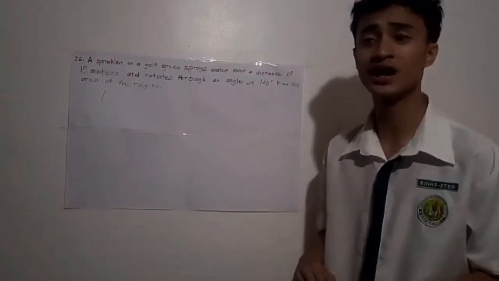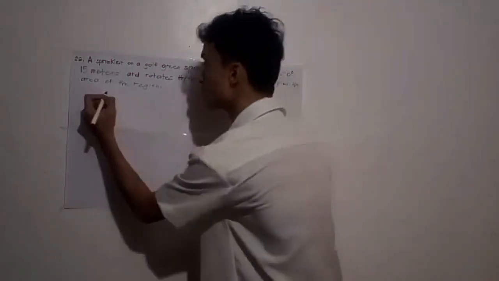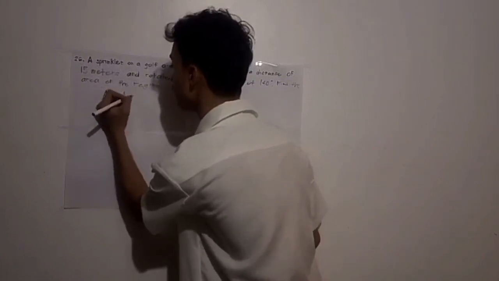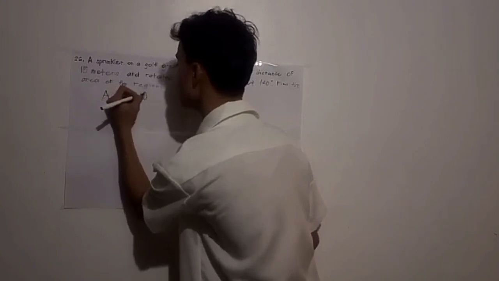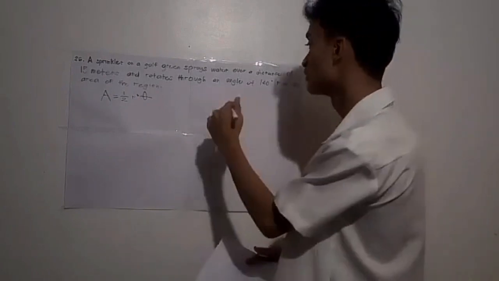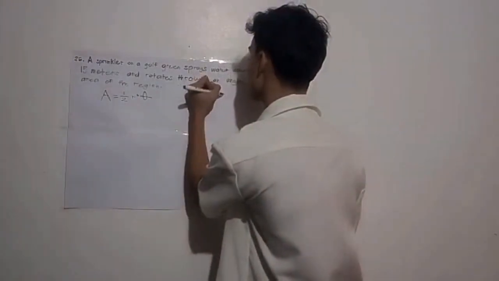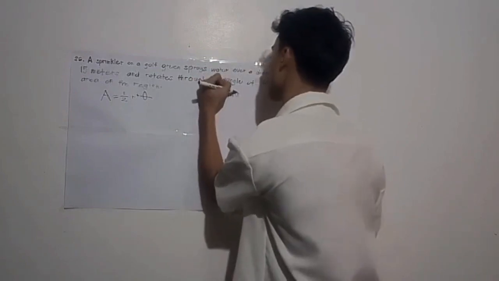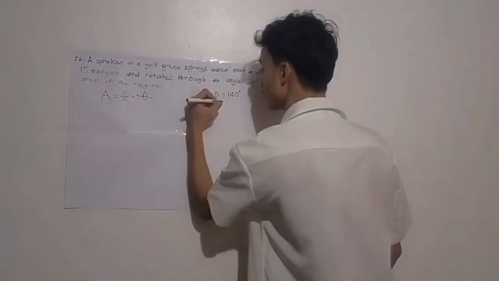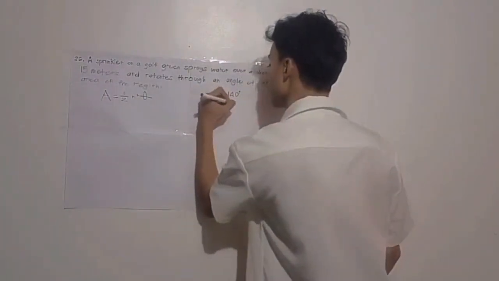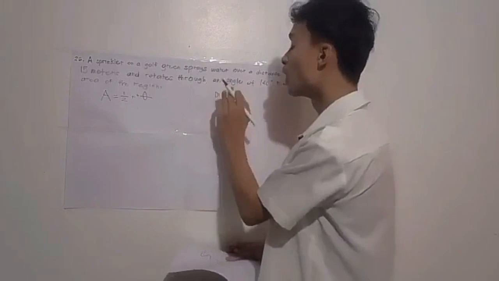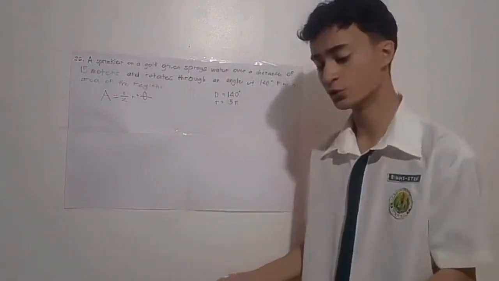So first, we're gonna write down the solution for area. A equals 1/2 times R squared times theta. That is our solution. And now we're gonna write down the given in the question. For our degrees, we have 140 degrees. And for our radius, R, we have 15 meters. And now, we're gonna convert our degrees, 140 degrees, to radians.